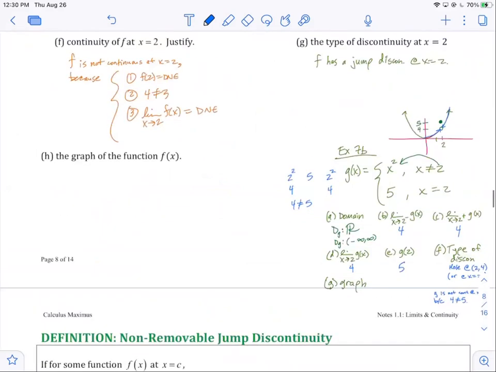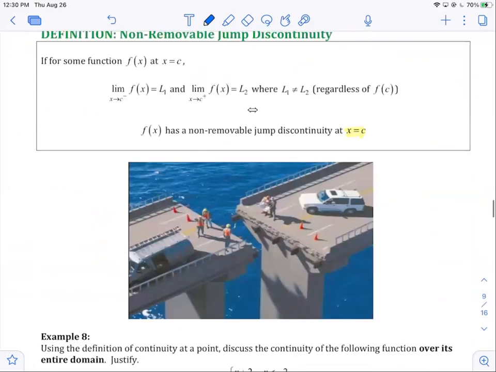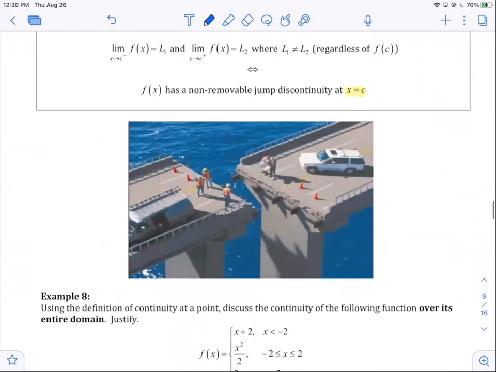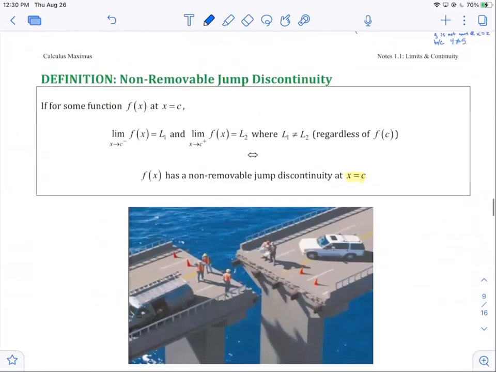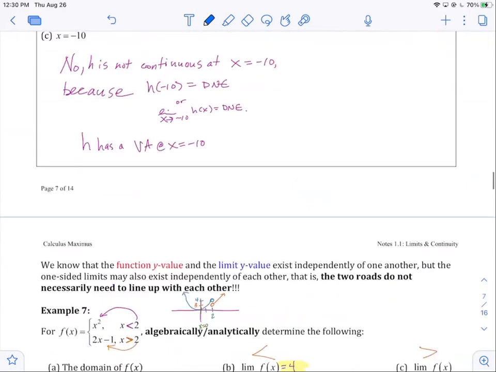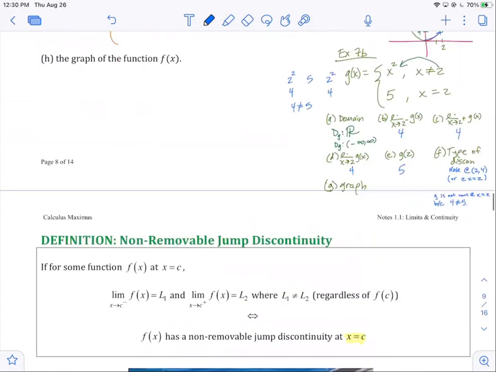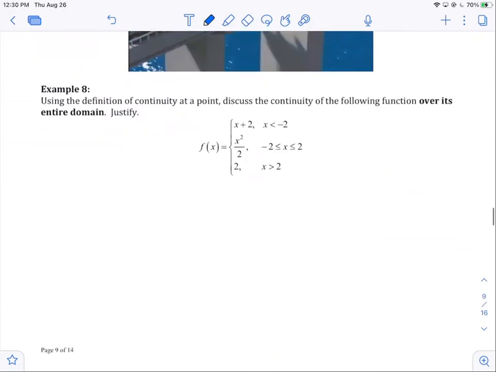Okay. Everyone good on that? All right. So left side, right side versus not equal. Okay. Yes. Yeah, there's only one type of removable discontinuity that we study, and it's the hole.